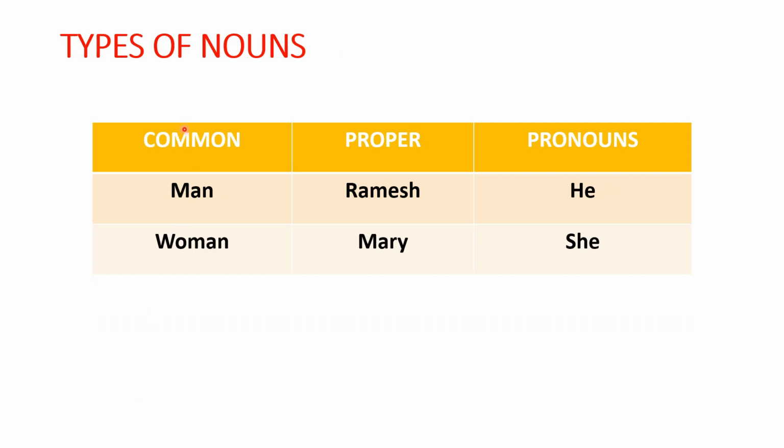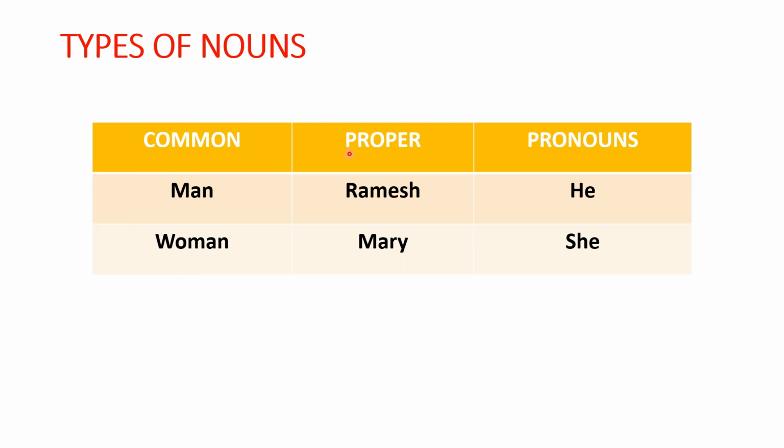Now we will see the types of nouns. Nouns are divided into common nouns, proper nouns and even pronouns. A common noun is an ordinary noun that isn't unique. The examples are man and woman. These are not unique, so it is a common noun.